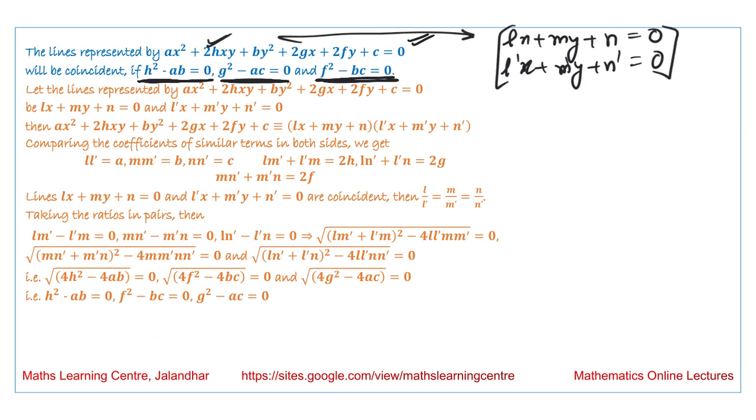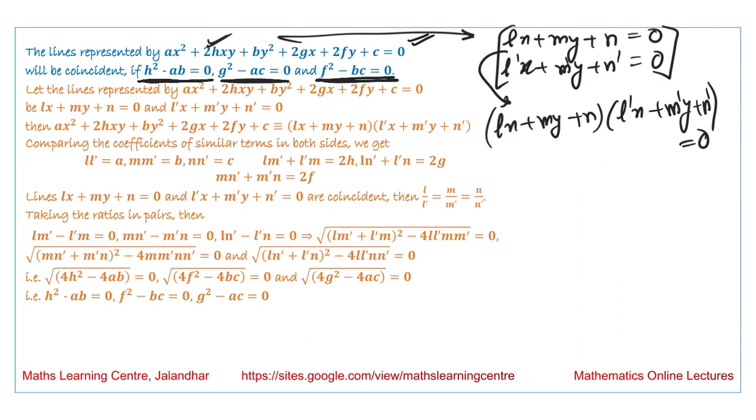If we try to find the joint equation, we get (Lx + My + n)(L'x + M'y + n') = 0. This is the joint equation we will have, and both these are representing the same joint equation. So when we compare the coefficients over here, we will obtain LL' = A, MM' = B, nn' = C.